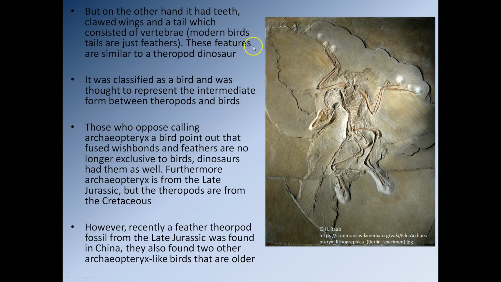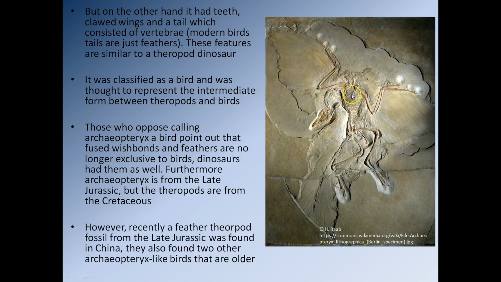So what we have is this dinosaur had teeth, it had claws, it had a tail. And when you look at that, it looks like a dinosaur. However, you can see it also had feathers. You can see the feathers on the tail here, and you can see the feathers on the wings coming off like that. So it clearly had feathers.